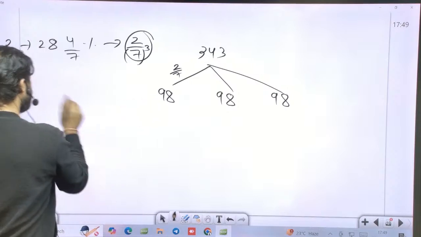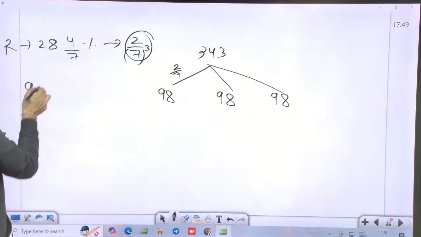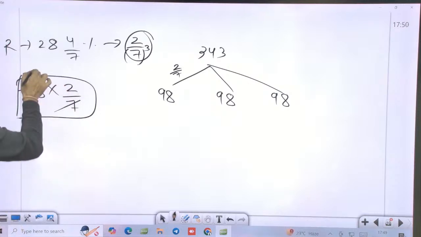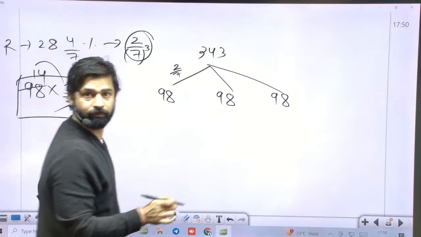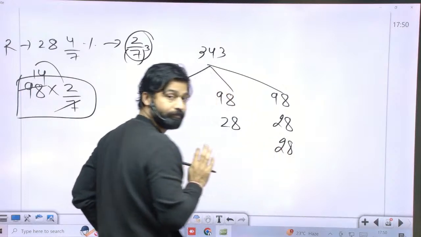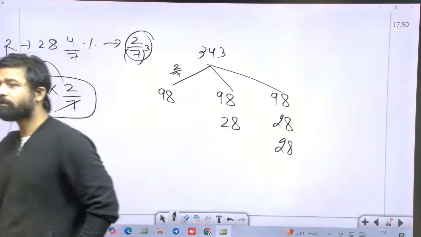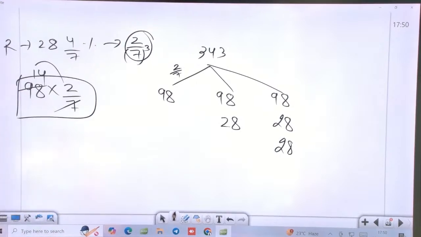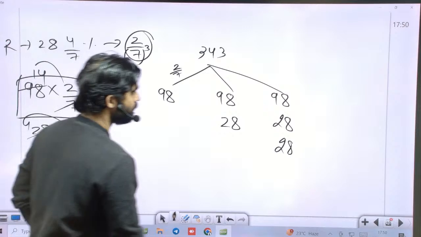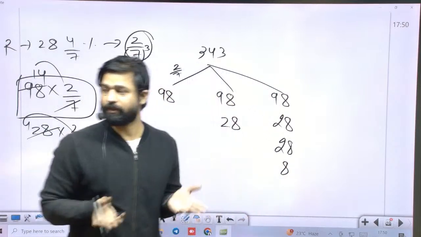After that, if somebody finds it difficult, we have to take 2 by 7 of this 98 now. Cancel it. 14 into 2, 28. So this must be 28, 28 and 28, because these three values must be equal. One value will be in the second year and two values will be in the final year, that is the third year. Now we have to take 2 by 7 of this, and 4 into 2 is 8. That's it.